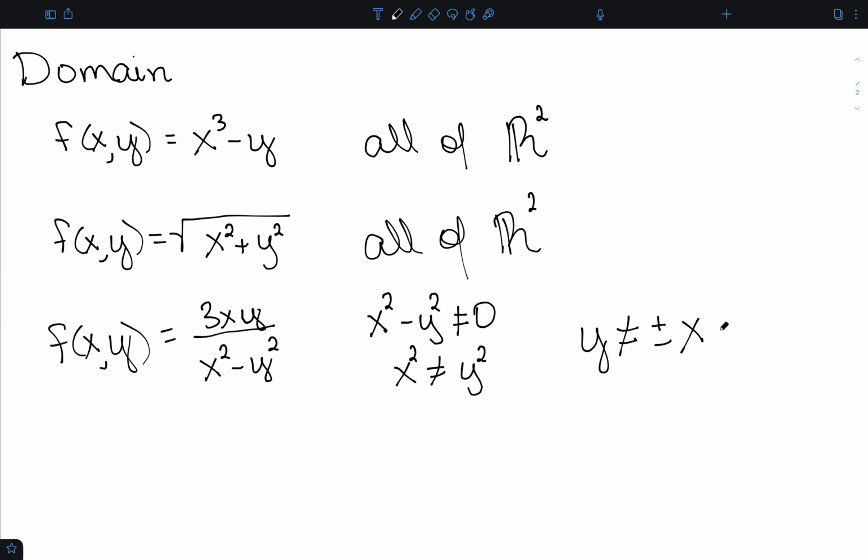So I can't use inputs like (2,2), (3,3), (4,4), or things like (1,-1), (2,-2), (3,-3), things like that.